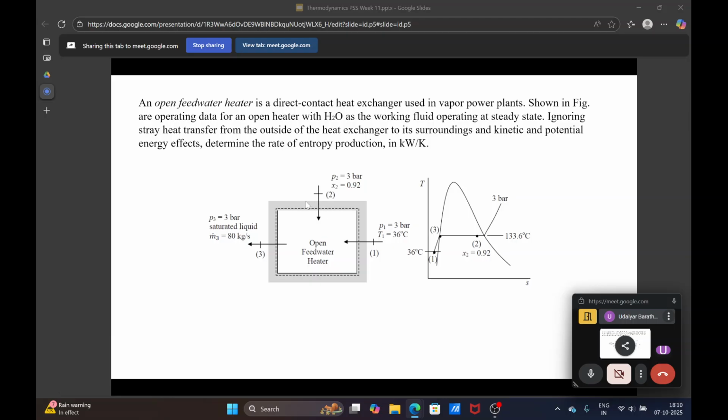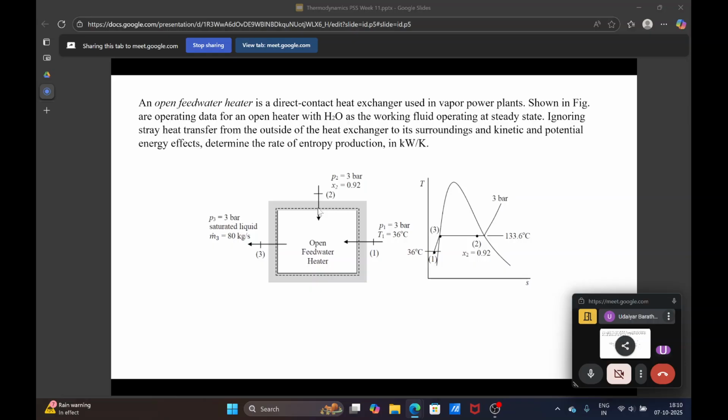So what is being asked, indirectly what they mean by ignoring stray heat transfer from the outside of the heat exchanger, is that the open feed water heater is adiabatic. There is no heat transfer happening. So the only heat transfer is because of the fluids getting mixed. So for this process we need to find out what is the rate of entropy production.